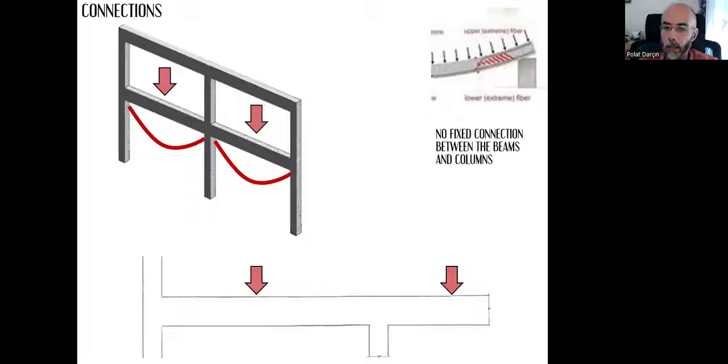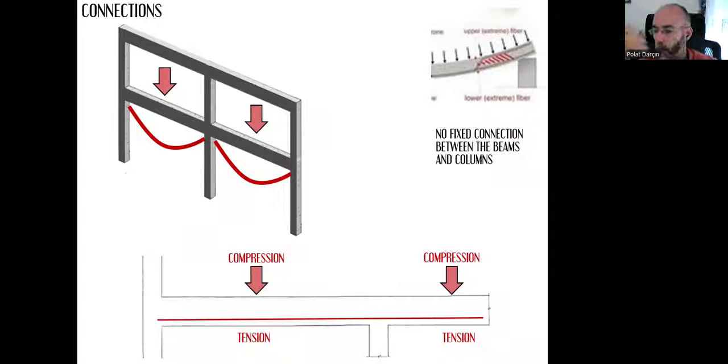And in the upper part, we get compression, and in the lower part, we get tension. So our reinforcement bar will be in this position where tension occurs, and the upper part will be filled with concrete.